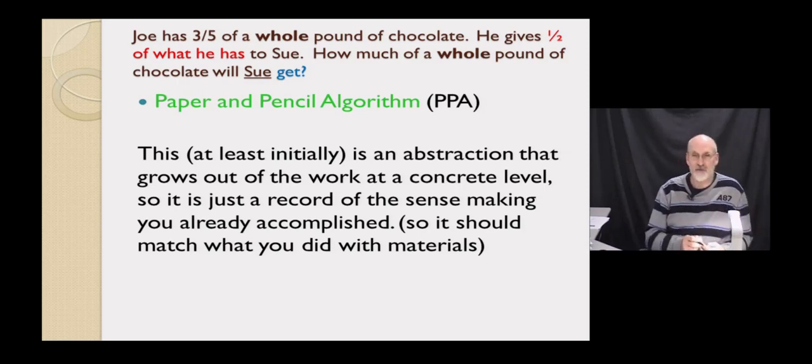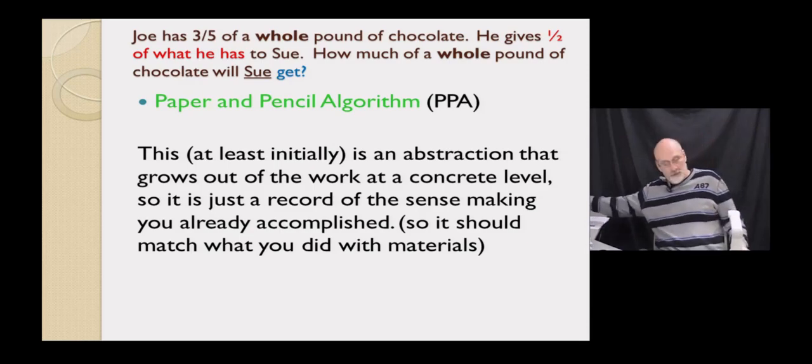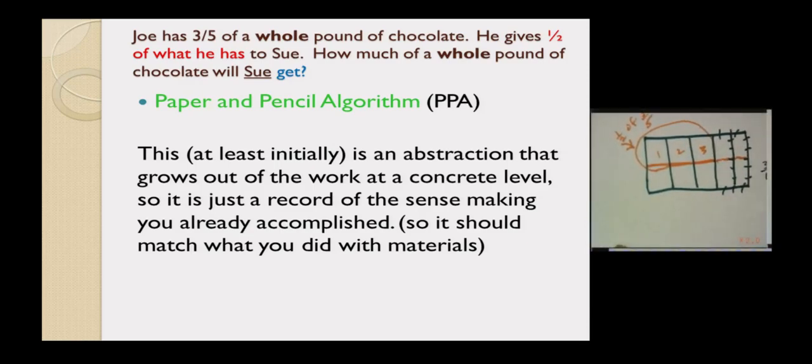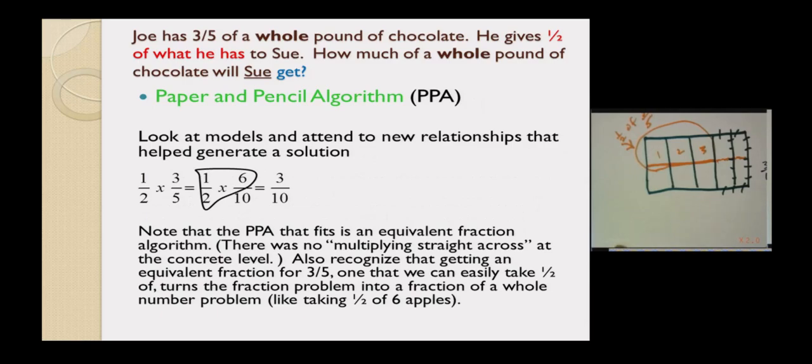So assuming that we've done all that, we're ready to move forward and look at what a paper and pencil algorithm will look like. We'll start with the area model since it's up here, and it's usually the easiest to see here. So it's going to look something like this. We're really trying to find 1/2 of, which we can do as a multiplication, of 3/5.